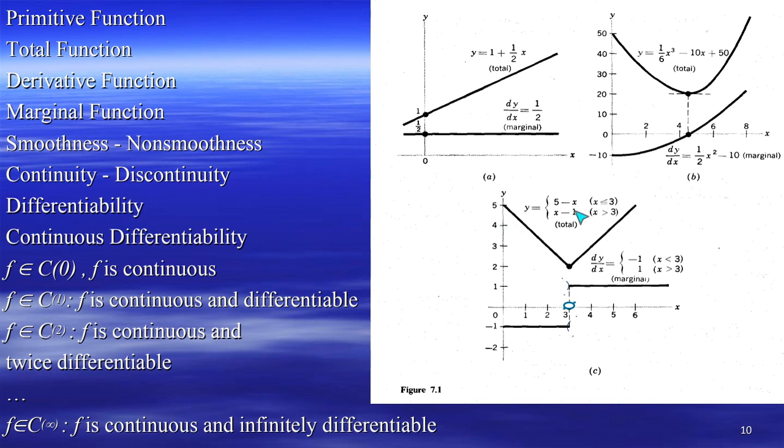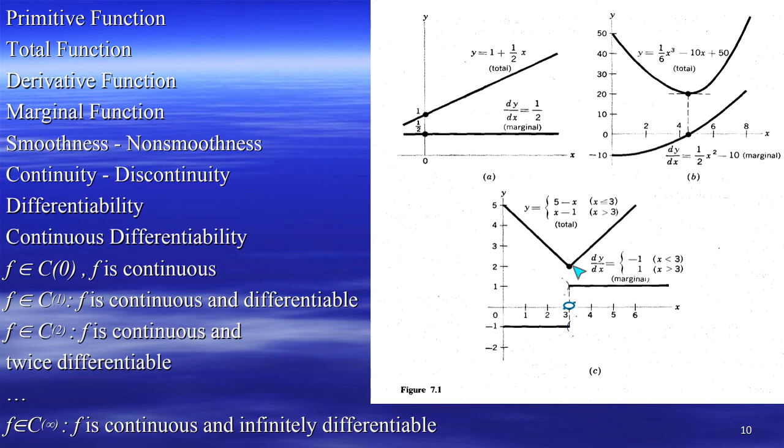When x is greater than 3, the value of the function is x minus 1, which, when x is 0, passes by minus 1, and it goes up with a slope of 1. The derivative of this function is 1. So the derivative dy over dx is minus 1 for x less than 3 and 1 for x greater than 3. Its derivative consists of two parts. And at x equals 3, it is not defined.